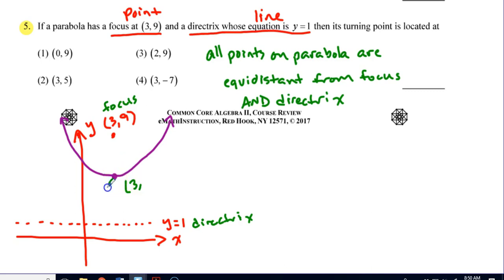So hopefully you realized, hey, it has got to be equidistant. Well, it's 8 units between 1 and 9, so I have to split the difference. There have to be 4 units down to the directrix, 4 units up to the focus, and therefore that coordinate is 4 above the line y equals 1, so that y coordinate is 5. There's our answer. It's also 4 below the point 3, 9.